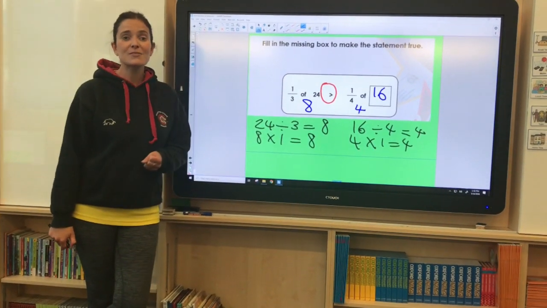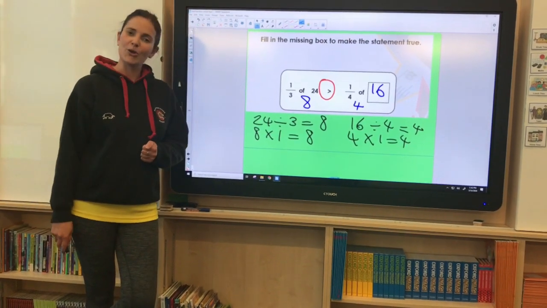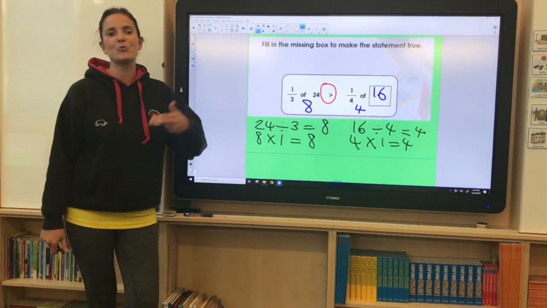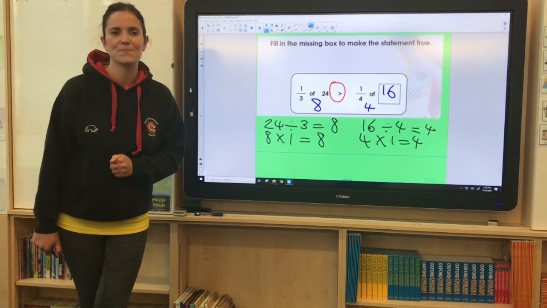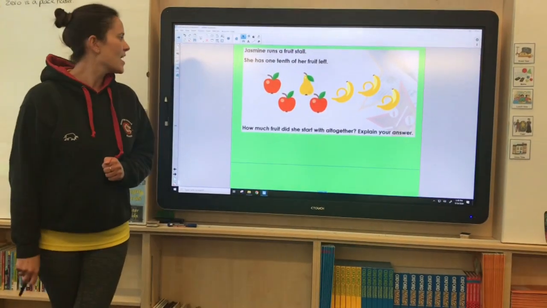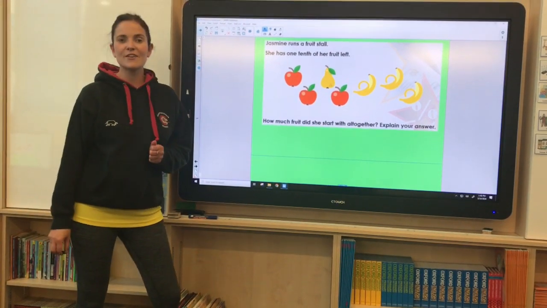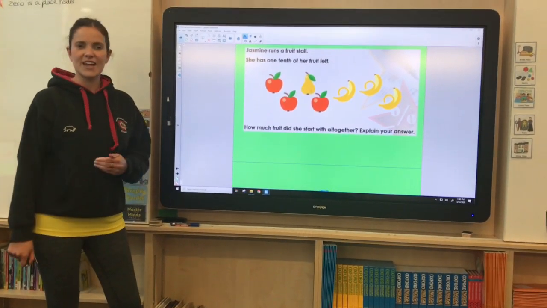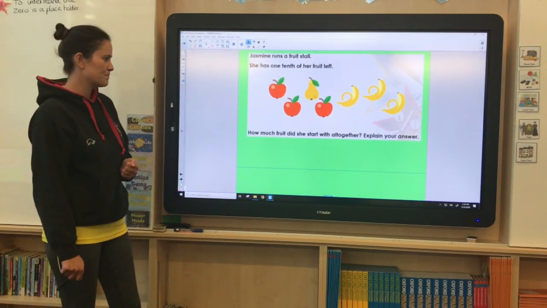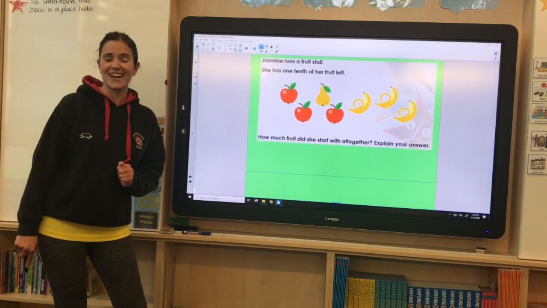That is quite a tricky concept, and there are some examples in your worksheet pack to have a go at. Give it a go yourself. Try and use the tips that I've given you, and hopefully over time, as you practice, you'll become more confident with that type of question. There is one more example to go through today, and it is this kind of question here. This says that Jasmine runs a fruit stall, and at the end of the day, she has 1/10 of her fruit left that she hasn't sold. And this is a visual representation of the fruit that she has left.